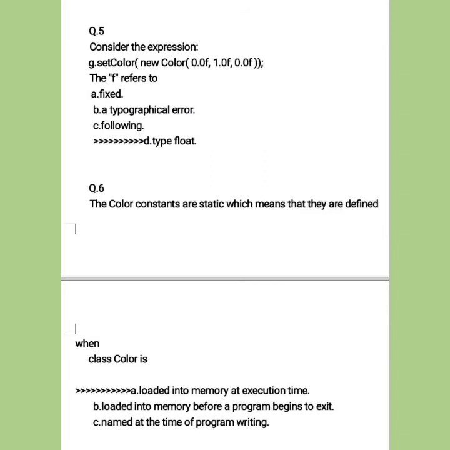The next question is, the color constants are static, which means that they are defined when class Color is: option A, loaded into memory at execution time, option B, loaded into memory before the program begins to exit, option C, named at the time of program writing. Here the answer is loaded into memory at execution time.